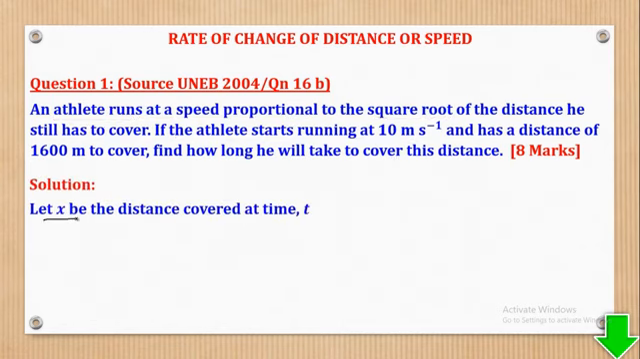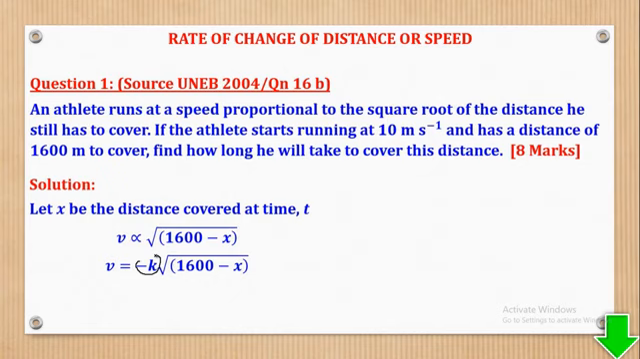So let x be the distance covered in time t. Therefore, v is proportional to the square root of the distance remaining. The distance remaining will be now total distance minus the one covered. Then put a constant of proportionality, it will be negative, because the distance remaining will become smaller as the time increases.